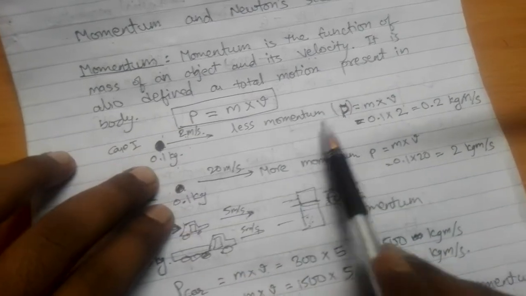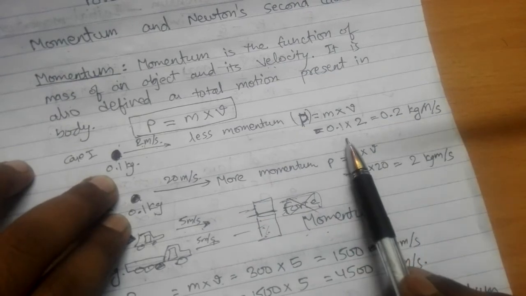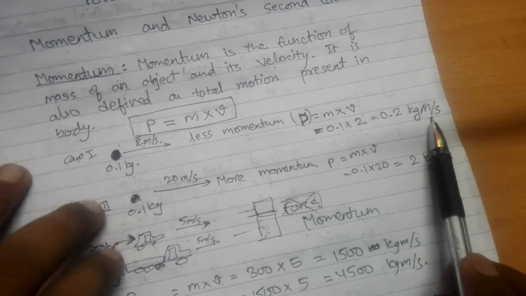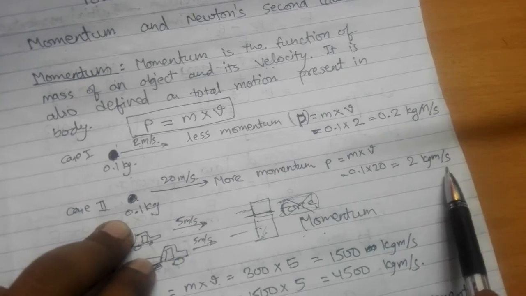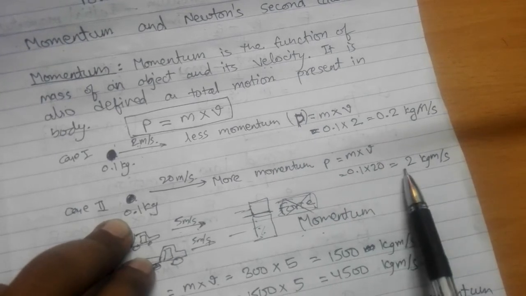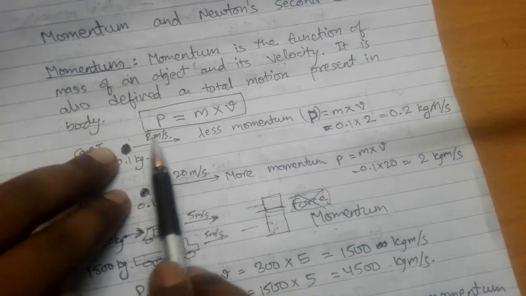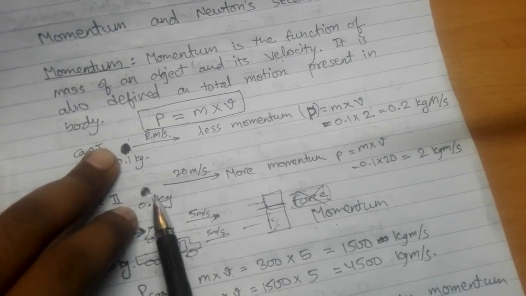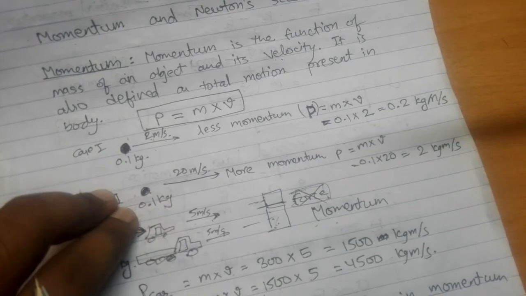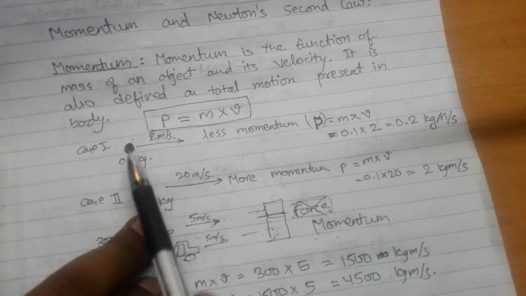That means it has the momentum of only 0.2 kg meter per second. Mass 0.1, velocity 2, 0.2 kg meter per second. But this cricket ball in the second case has more momentum, 2 kg meter per second. Mass 0.1, velocity 20. Now, obviously, if you hit me with a ball slowly, then I do not get hurt much. But if you hit me with a much faster ball, then obviously I might get hurt, isn't it? That means in this case the ball has more momentum. Why does it have more momentum? Because it has more velocity than case 1.